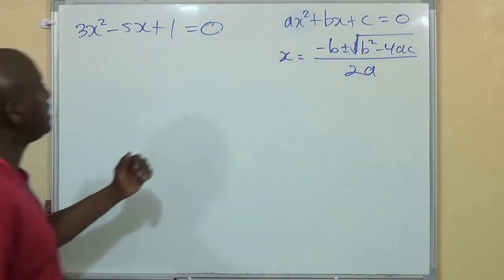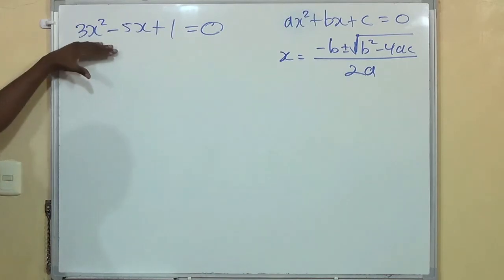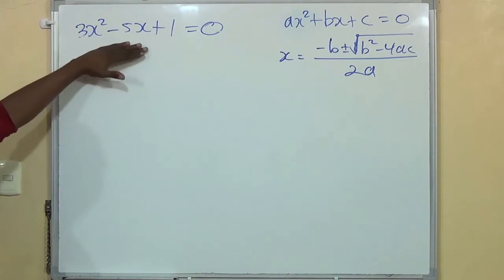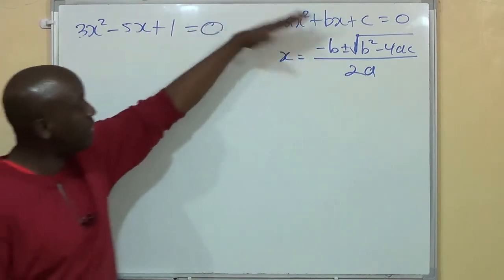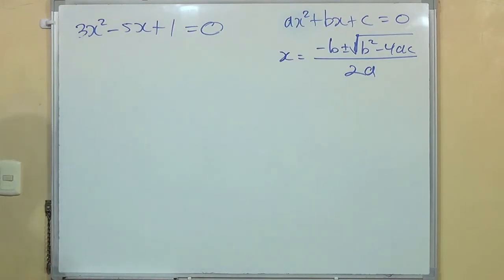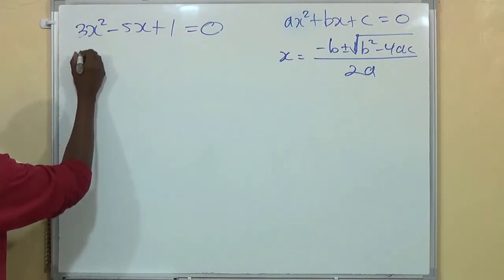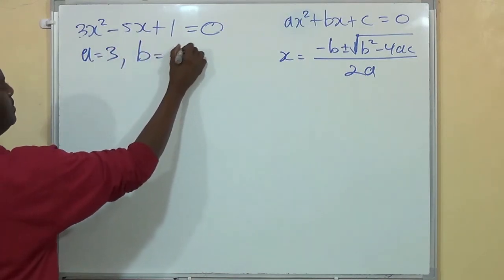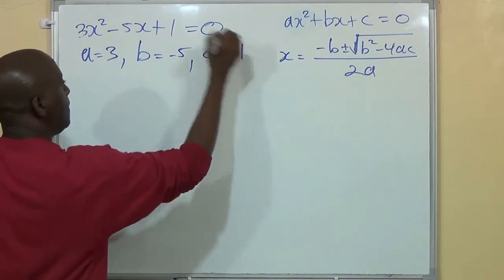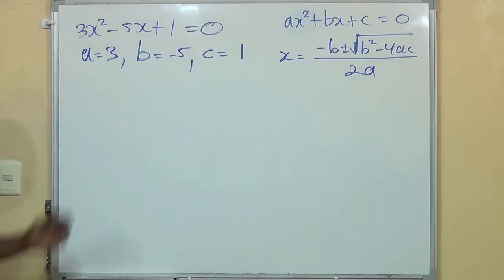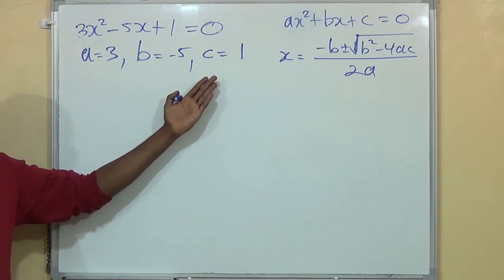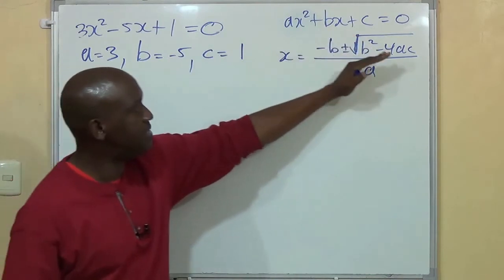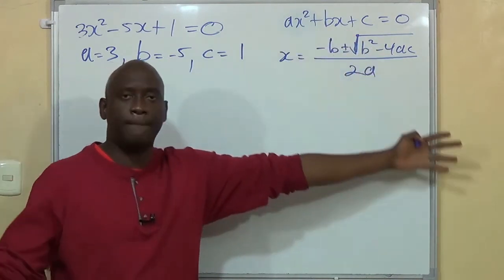Alright? So in this case, the very first thing we do is to lay out the constants of this equation in accordance with the general quadratic equation there. So we know, for example, here that a is equal to 3, b is equal to -5, and c is equal to +1. And given that information, all that we need to do is simply substitute these values into this equation here, and boom.